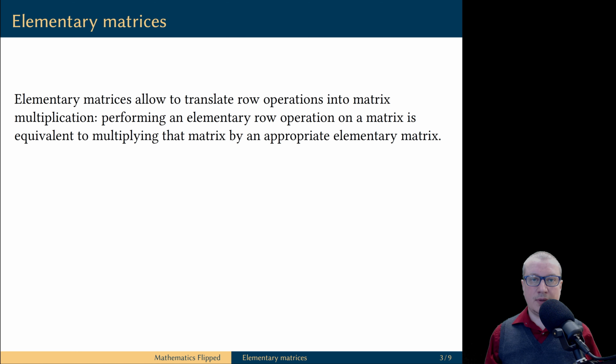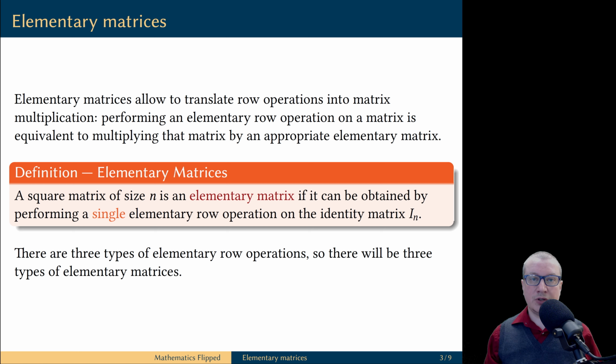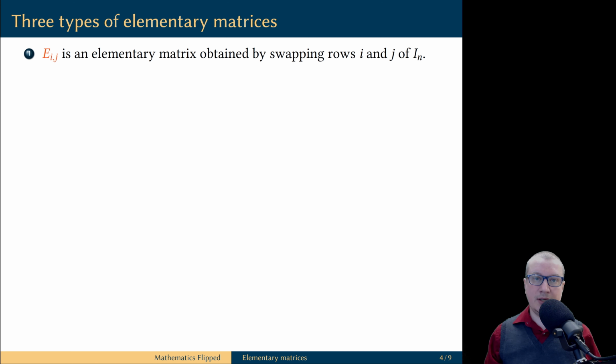Let's get started. The motivation for defining elementary matrices is this. They realize elementary row operations through matrix multiplication. A square matrix is an elementary matrix if it can be obtained by performing one single elementary row operation on the identity matrix. There are three types of elementary row operations: swap, scale, and replacement, and therefore there are three types of elementary matrices.